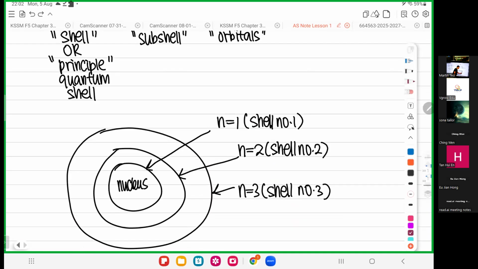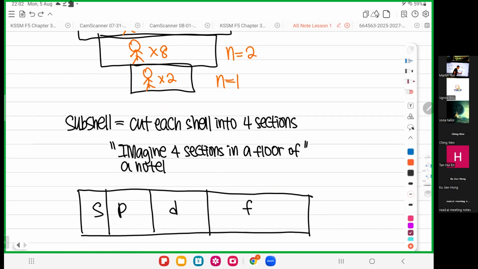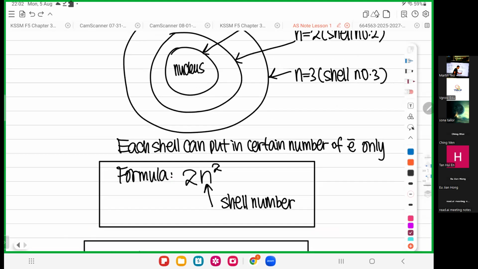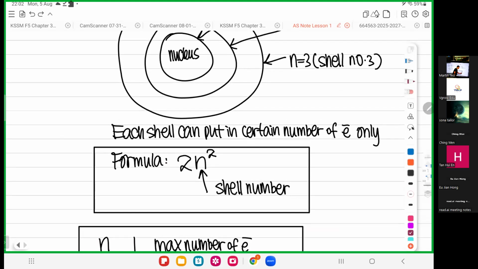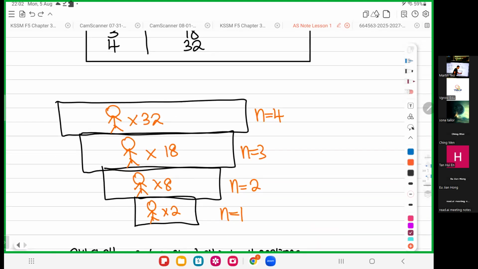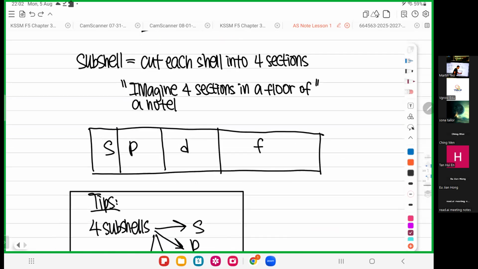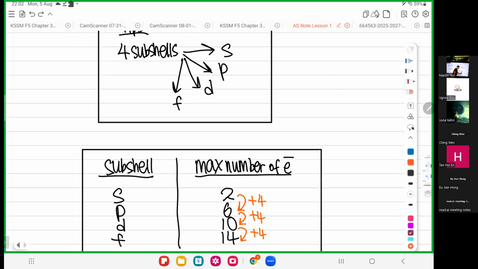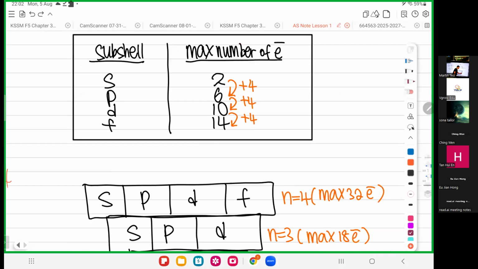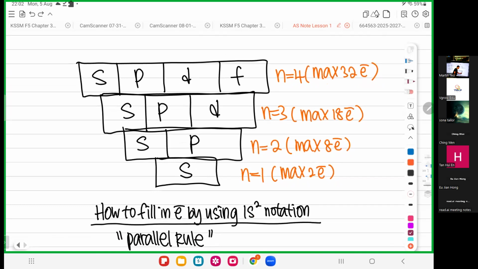Today we learned what a principal quantum shell is, which is the floor in the hotel. There is a maximum number of electrons in each floor, and we use 2n² to calculate it. We also know subshells. Every floor can be cut into four smaller sections, s, p, d, f. They hold different numbers of electrons: 2, 6, 10, and 14, each increasing by 4. So then we know how to cut our floor into all the sections.